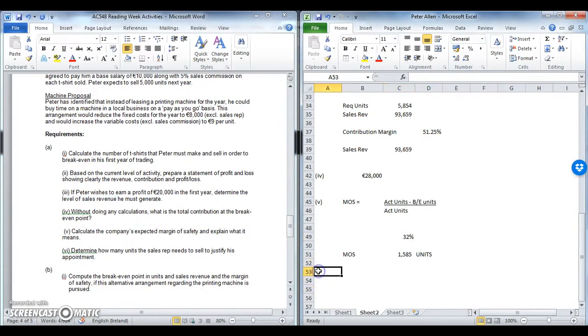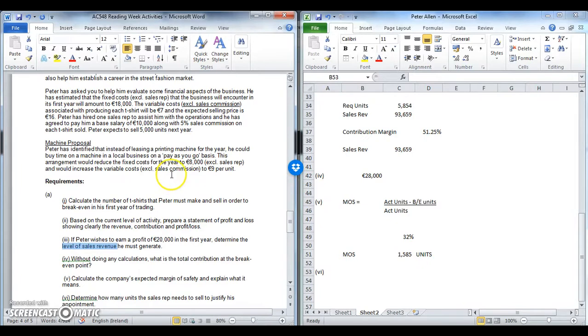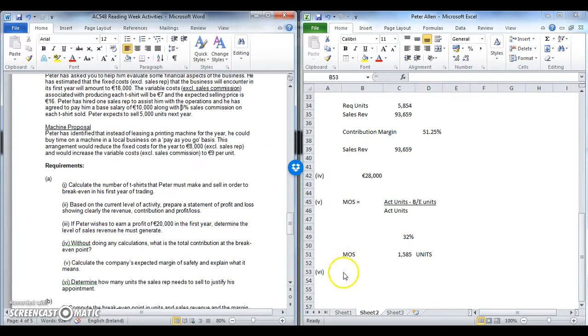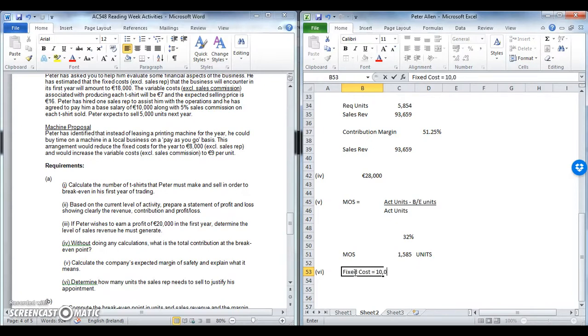And finally, here's what I call a stretch element. That'll be for 2 or 3 or maybe 4 marks. That'll distinguish whether students actually understand what they're doing, and can they apply this to a practical scenario? So to determine how many units the sales rep needs to sell to justify his appointment. The question is, how much does he need to sell to justify an appointment? Well, Peter hired a sales rep on a base salary of 10 grand with a sales commission of 5%. So essentially the question is asking, how many units does the salesperson need to sell, which is a logical question for a manager to ask, particularly a marketing manager, to justify their appointment? So they have to cover fixed cost of 10,000.